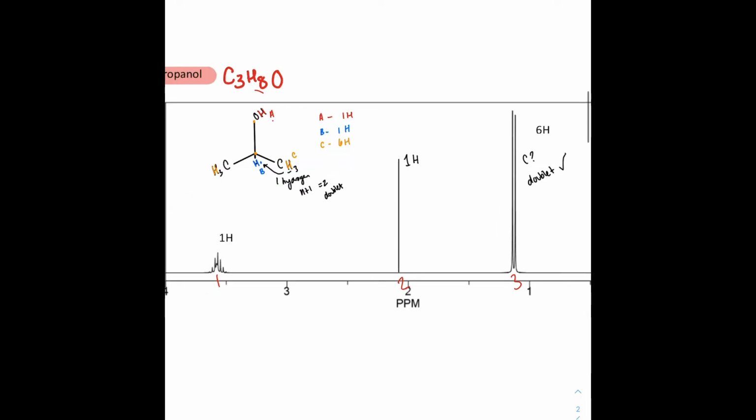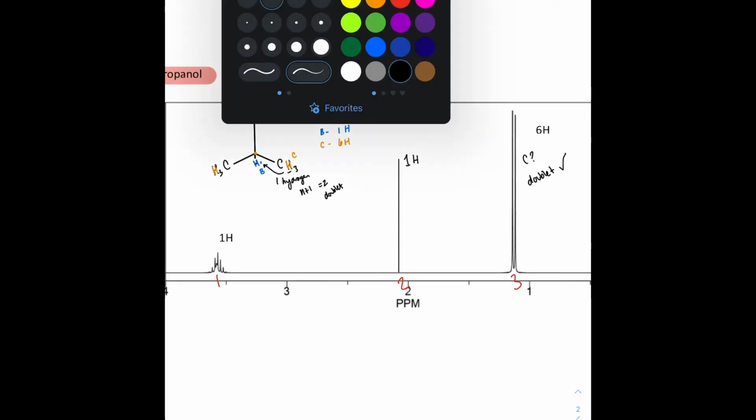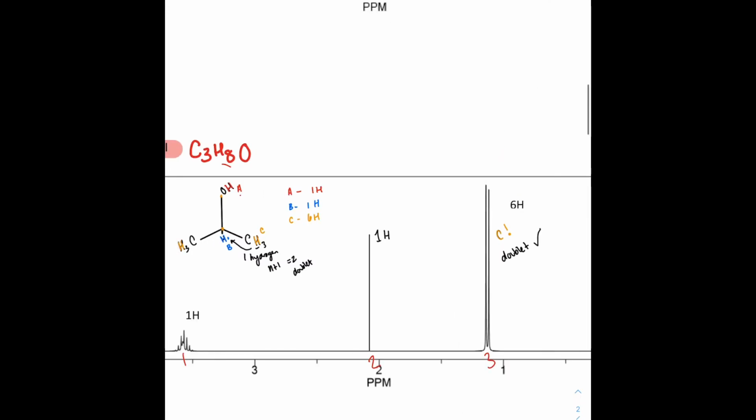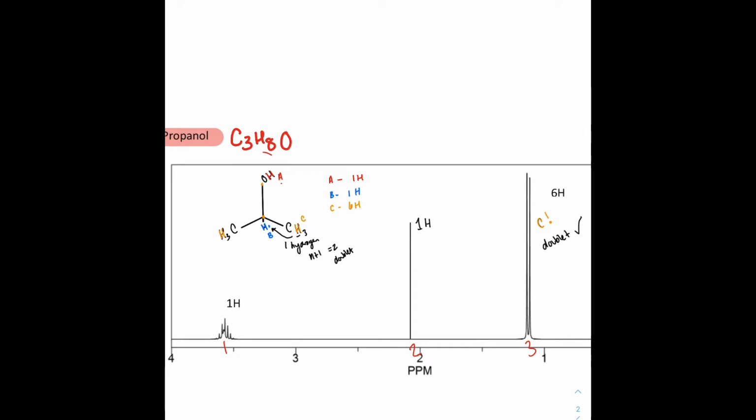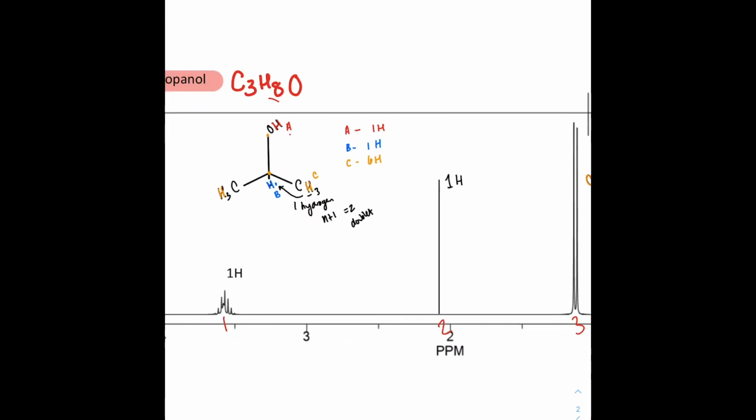Now we have our 2. I'm actually going to change this to orange to make it more fun and colorful. And I'm going to erase that and give it an exclamation point because we're confident that these hydrogens are causing this peak. Now we're going to go to our other 2 peaks, and try to figure out which one corresponds with A and which one corresponds with B.